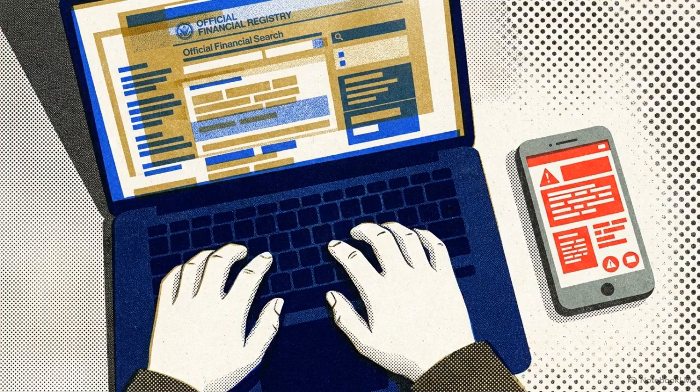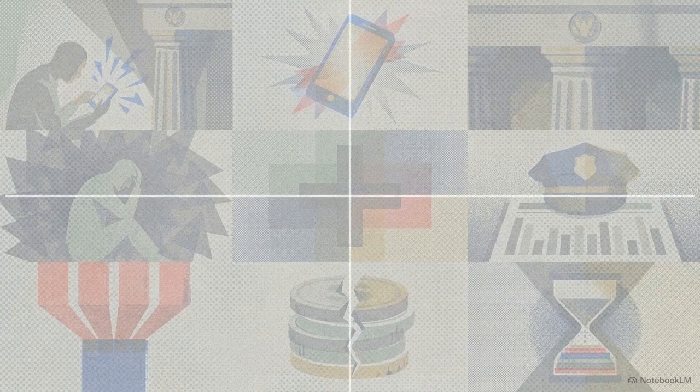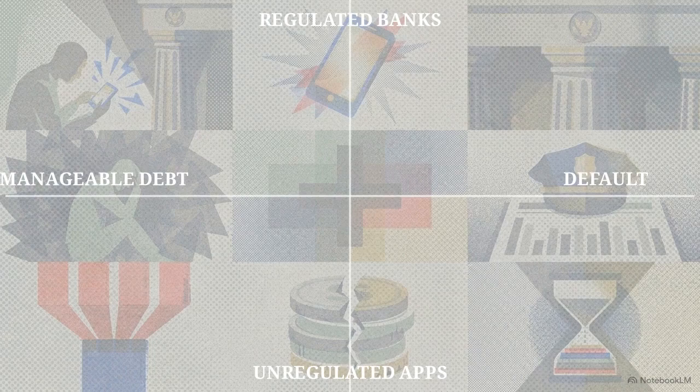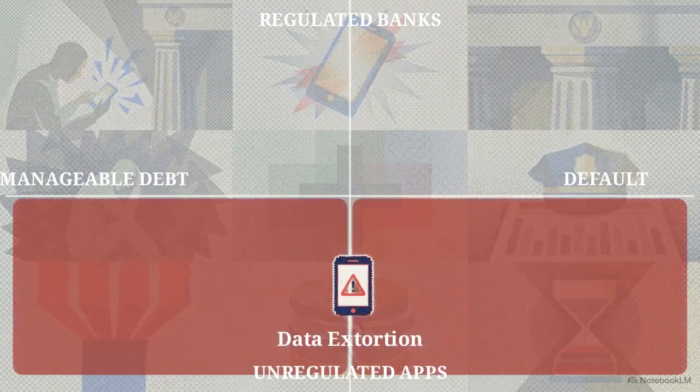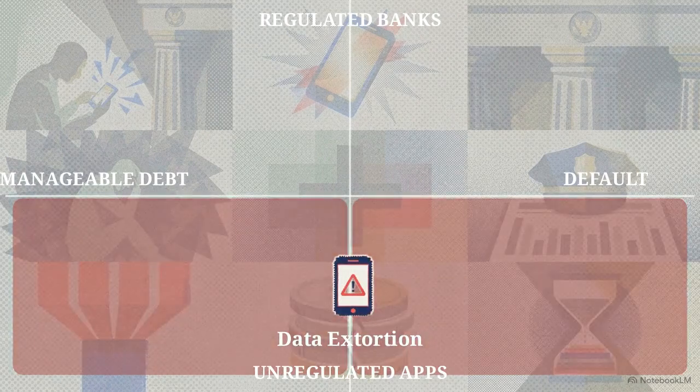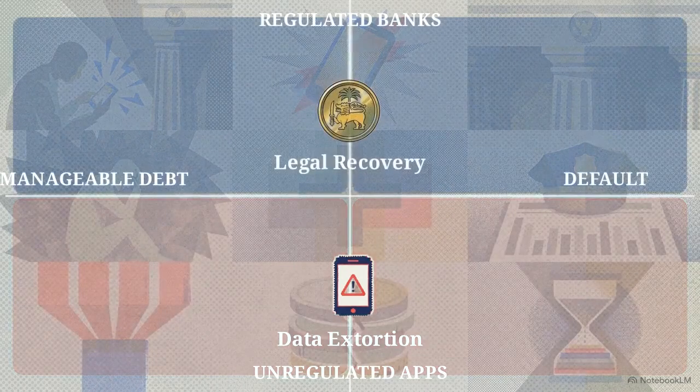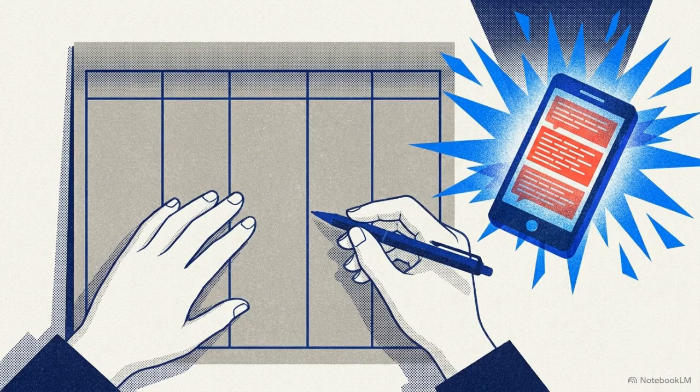Before you pay a single rupee or block a number, you have to diagnose the specific type of lender you are dealing with. This chart maps the debt landscape: regulated banks versus unregulated apps, and manageable debt versus default. Focus below. Unregulated lenders operate illegally using data extortion. On top, RBI-registered banks legally recover money under strict guidelines. You cannot hide from these debts. Reacting with blind panic gives the lender control. To regain it, you must categorize the threat before taking your first step.